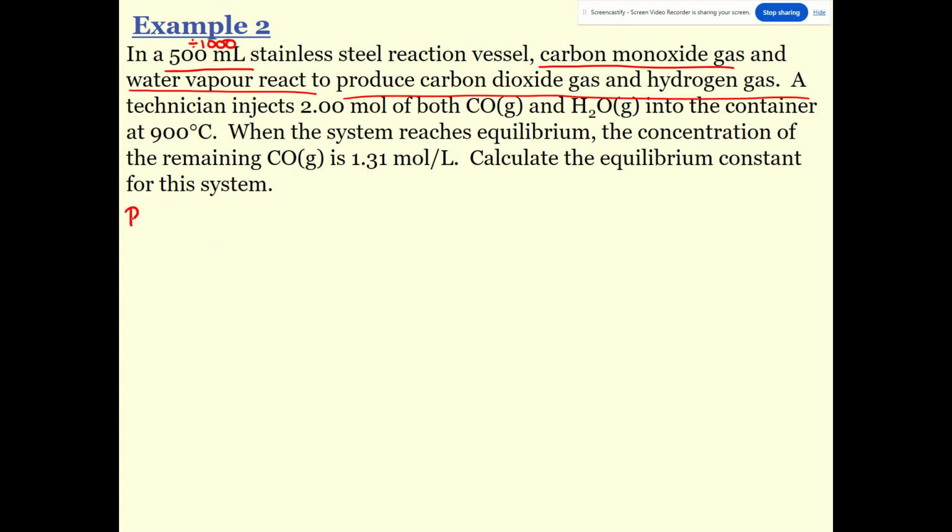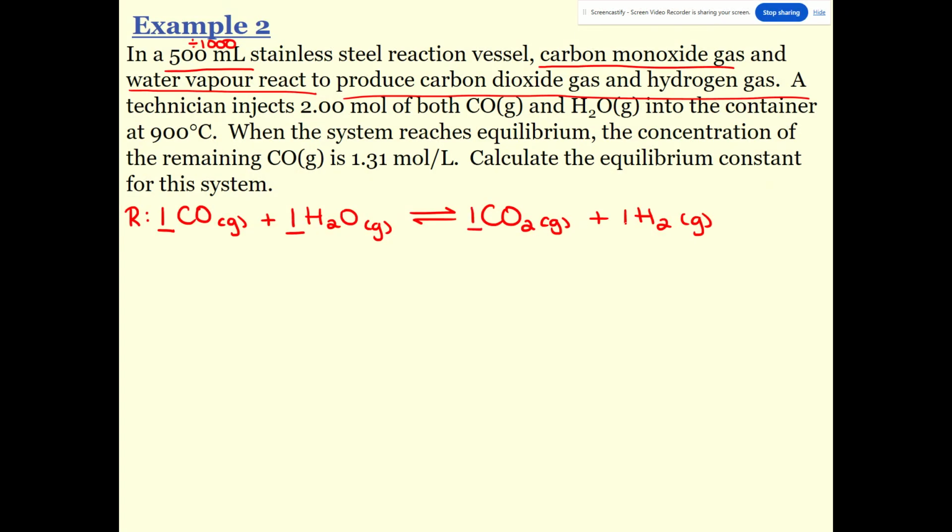So if I start with my reaction, I have CO gas reacting with water vapor, which would be H2O gas. We are producing CO2 gas and hydrogen, which is diatomic. Now this reaction, everything is balanced. So I just need ones for everything, but always double check. And then again, we're going to do I, C, and then finally E so that we can find Kc.